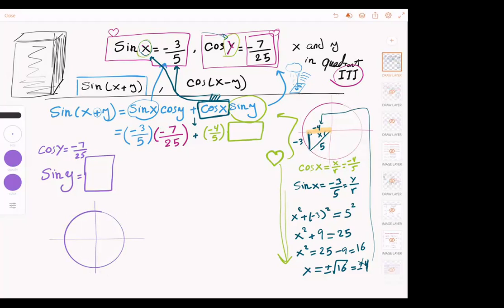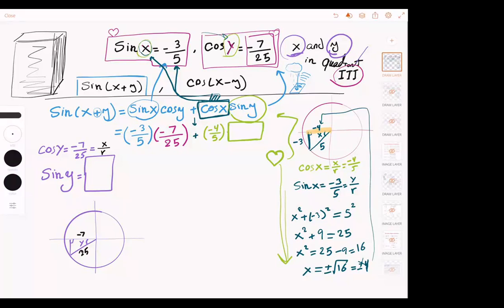Where should I draw a triangle? They said X and Y on the top, both of them are in quadrant 3. So I randomly make another one here. I call this one Y. Make a right triangle. Cosine of Y is X over R. So I'm going to say X, which is -7, and R is 25.